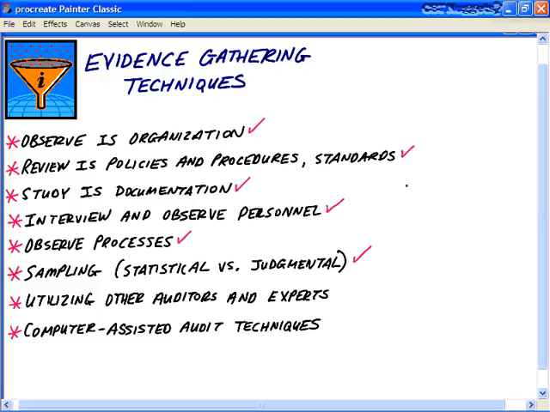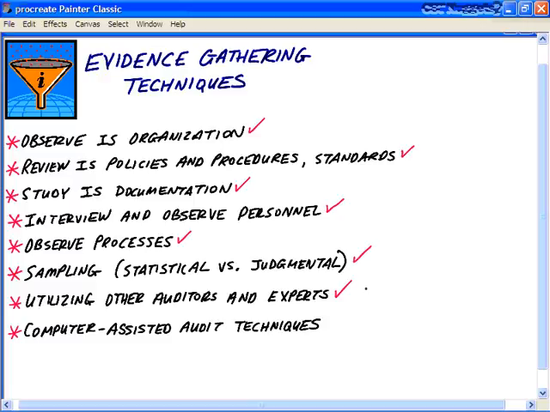Also, to gather evidence, you can utilize other auditors and experts in their field. So using other individuals, bringing in a team of people, bringing in consultants. You may be a consultant. You may be a third-party auditor. You can use some of your peers in the auditing community to help you gather evidence.